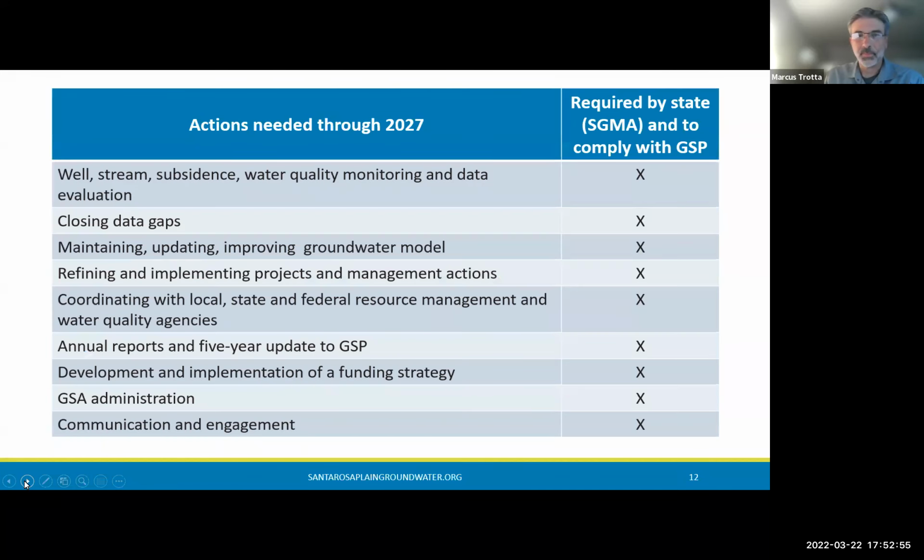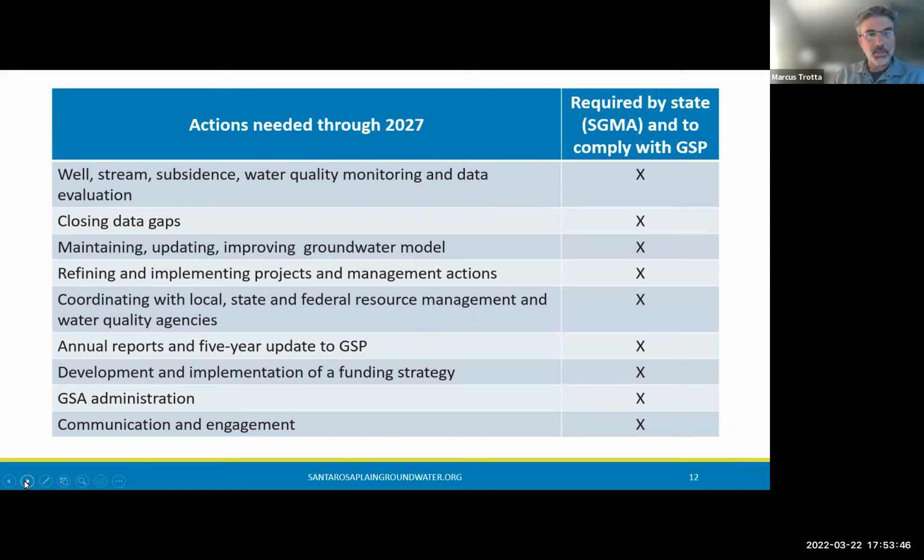Next slide, please. So in addition to the projects and management actions I just described, the Groundwater Sustainability Agency must comply with SGMA by monitoring changes in groundwater levels, all of those sustainability indicators that I went over. These are all described in section 5 of the Groundwater Sustainability Plan. We're required to work on closing the gaps we have in data and information to improve and continue refining the plan and model that we're using to project what could happen in the future. Because of the potential impact I mentioned of groundwater pumping on streams and endangered species, we're also needing to coordinate with local, state, and federal resource management agencies, as well as water quality agencies.